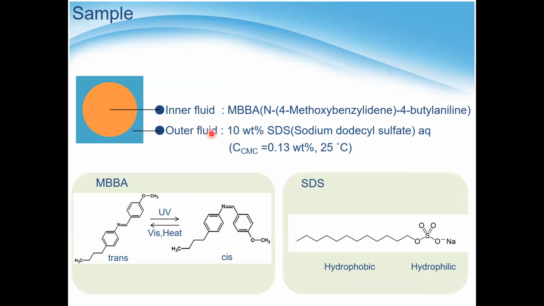So here is the sample information. As I mentioned, the inner fluid is MBBA. The molecular structure of MBBA is like this. So it has a CN double bond, which is photoisomerized by UV light. And as an outer fluid, we use the SDS solution.